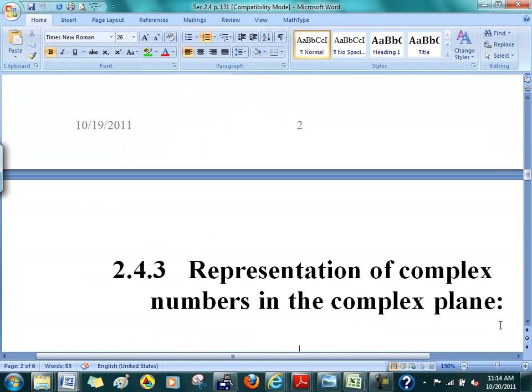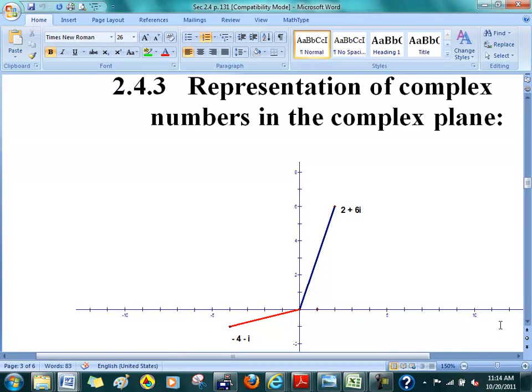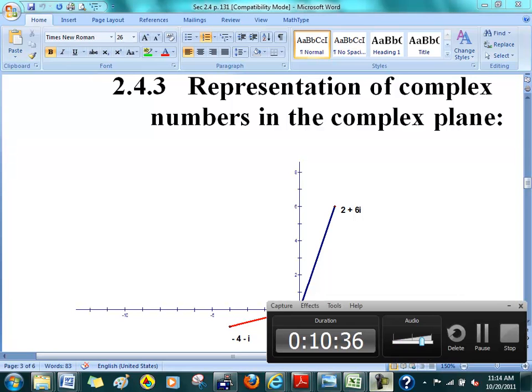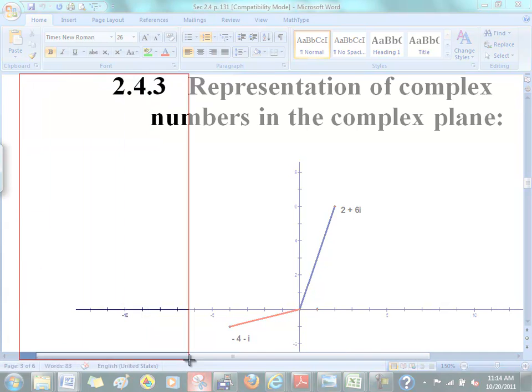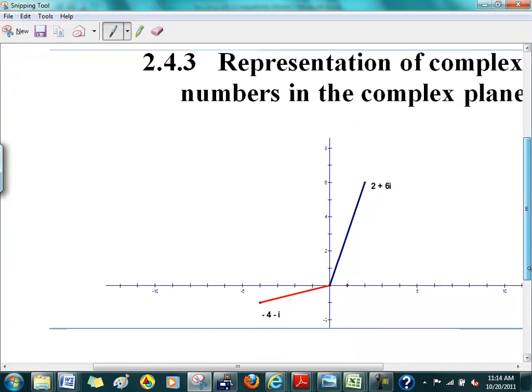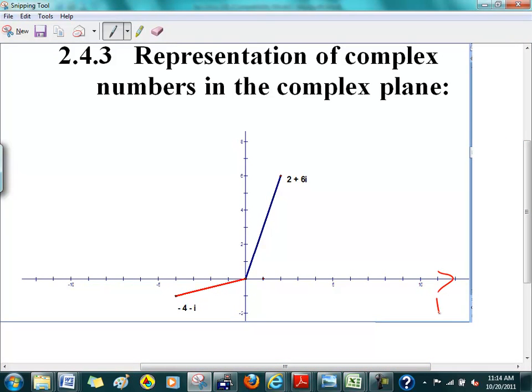Okay, what we also need to do is learn how to graph these things on a complex plane, okay? So in a complex plane, your x-axis is the real axis and your y-axis is the imaginary axis. So if you wanted to plot the point 2 plus 6i, you're going to go 2 units along x and then 6 units along y. So here's your number. This is your number 2 plus 6i. And please make sure you see that this number here corresponds to minus 4 minus i.